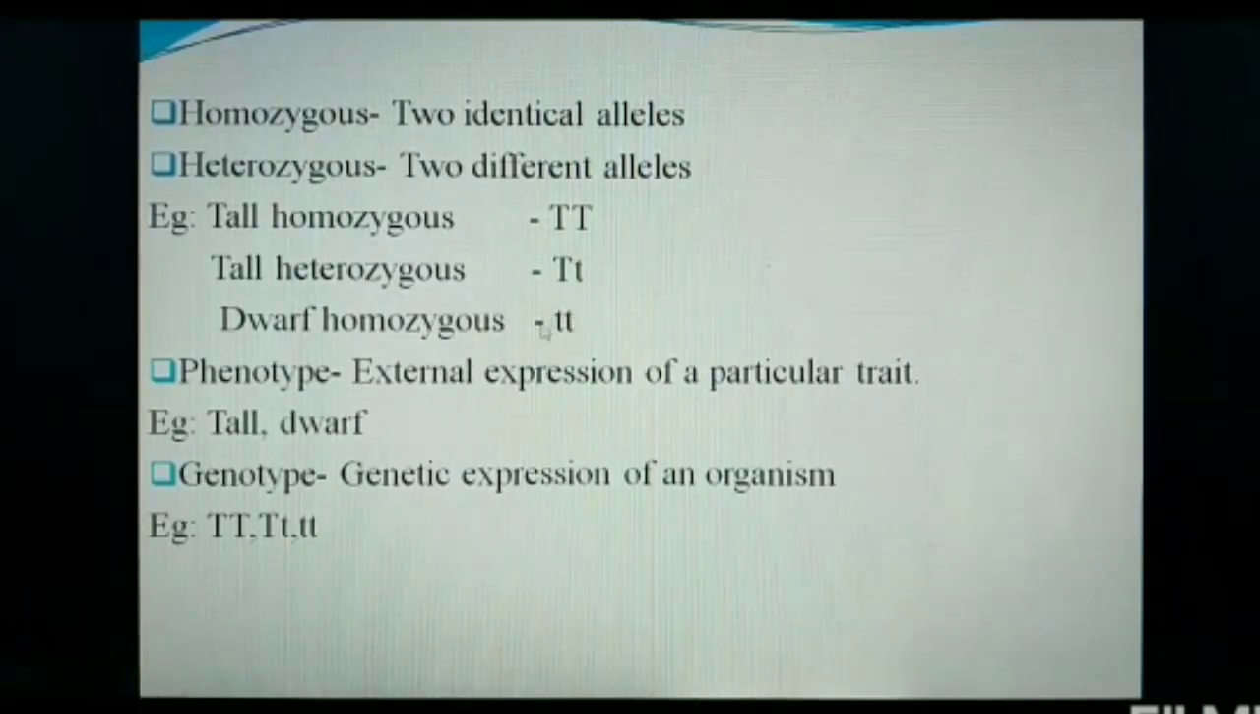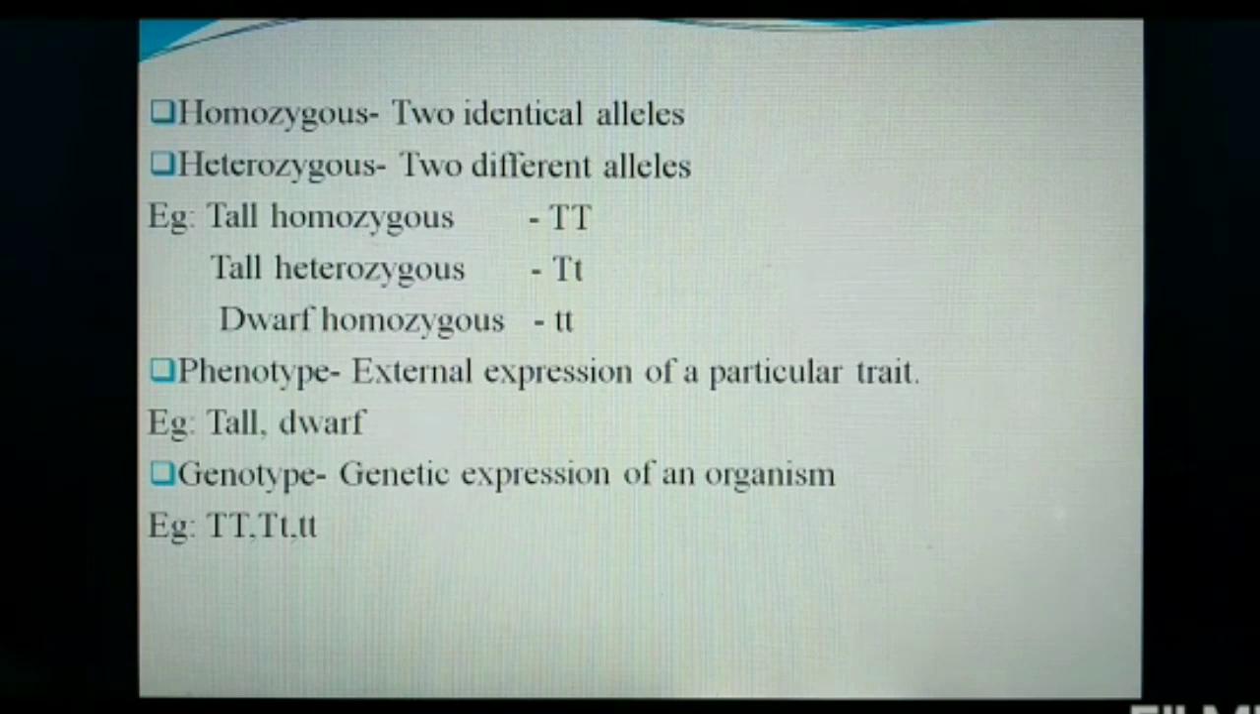Why are we representing the gene alleles as capital T and small t? Because we should understand one thing. The character height is a trait. It is represented by the letter T. That means it is the first letter of the dominant trait, that is tall. The first letter is T. So the character height should be denoted by the letter T. If it is a dominant trait, we should use capital T. If it is recessive, we should use small t.